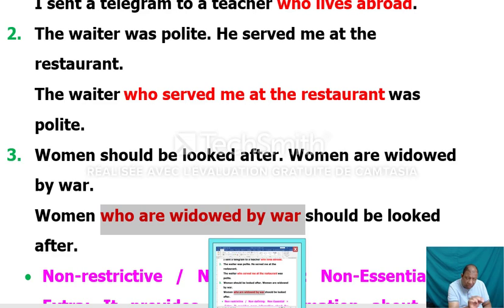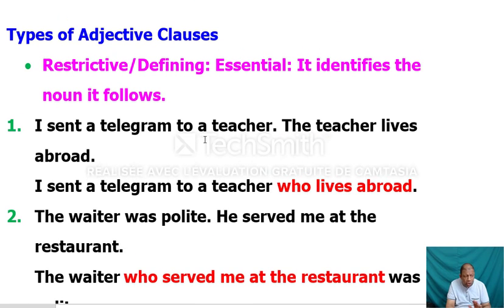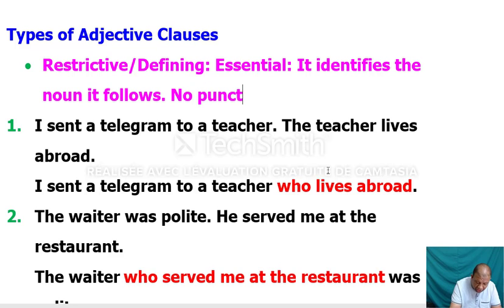Women who are widowed by war. Not all women. That's why here the adjective clause comes to restrict the meaning and the category I'm speaking about concerning the antecedent, which is women. So concerning restrictive, no punctuation. So this is very important. No punctuation. Don't use punctuation.